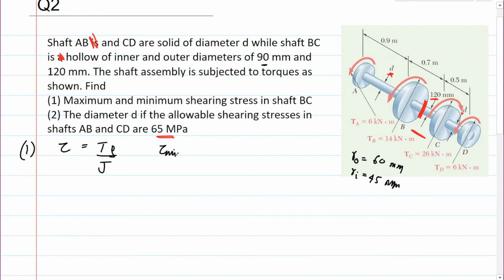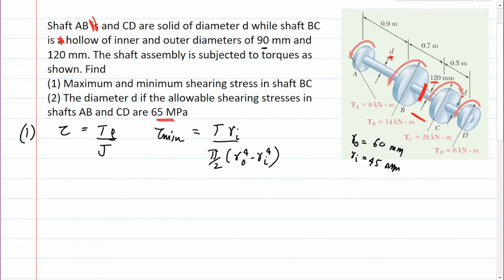Okay, so the minimum, as we've seen from the figure I drew earlier, shear stress in a concentric cylinder or a disk is going to occur at the inner diameter. So T times R inner divided by J. Now J is given as pi divided by 2 times R outer raised to 4 minus R inner raised to 4. So that's pretty much the expression. And then the maximum will be T times RO divided by J.